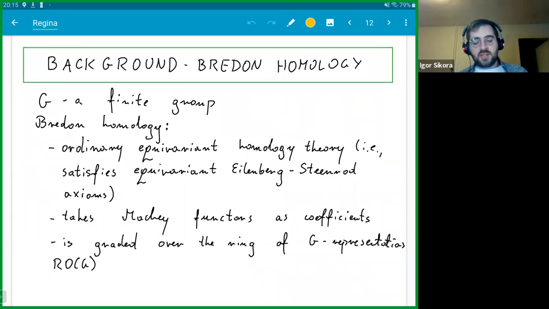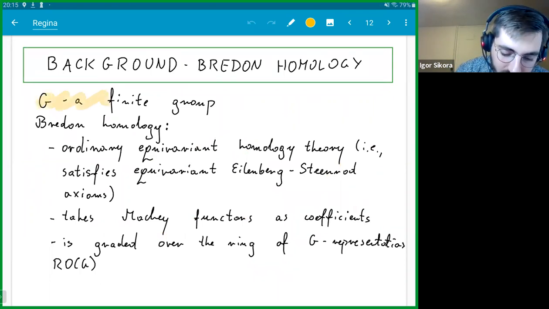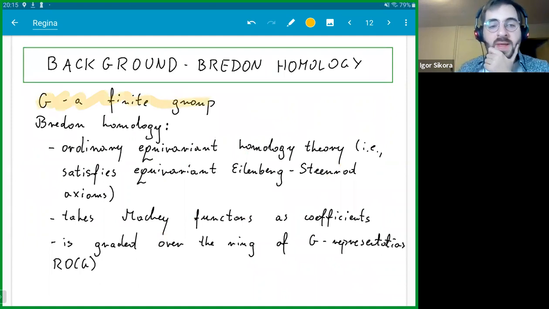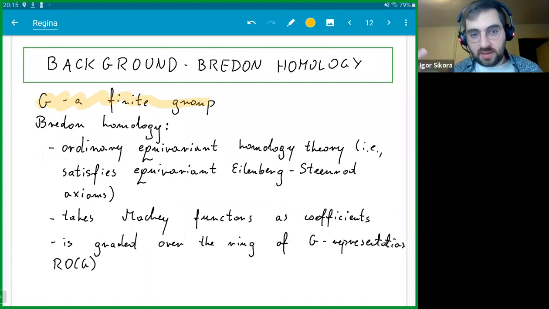Okay, so let me proceed to the Bredon homology. Here we start with the assumption that G is a finite group. Instead of defining Bredon homology for you, I would like to give an idea how to think about it. What are the differences between the ordinary non-equivariant homology theory and what are the similarities?